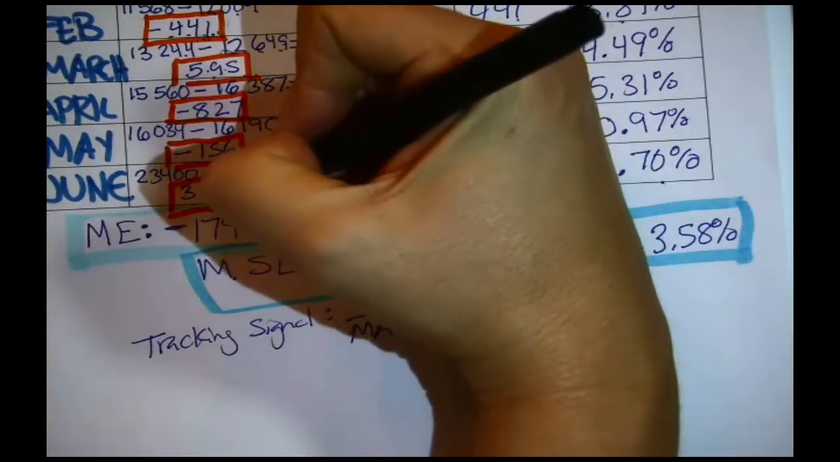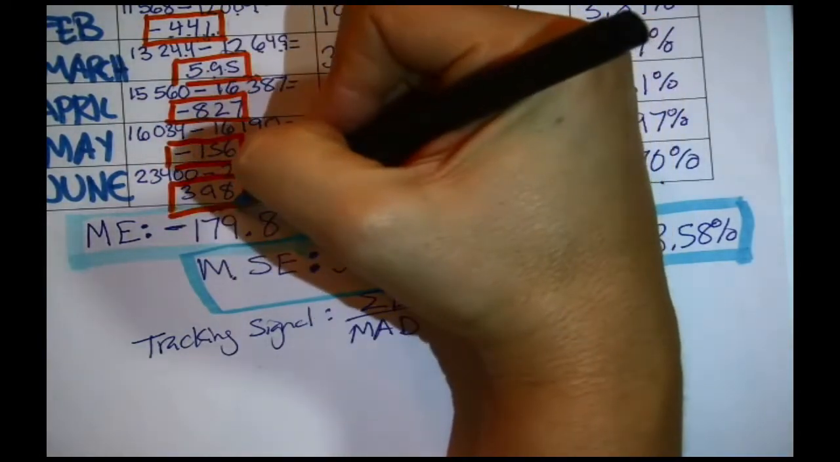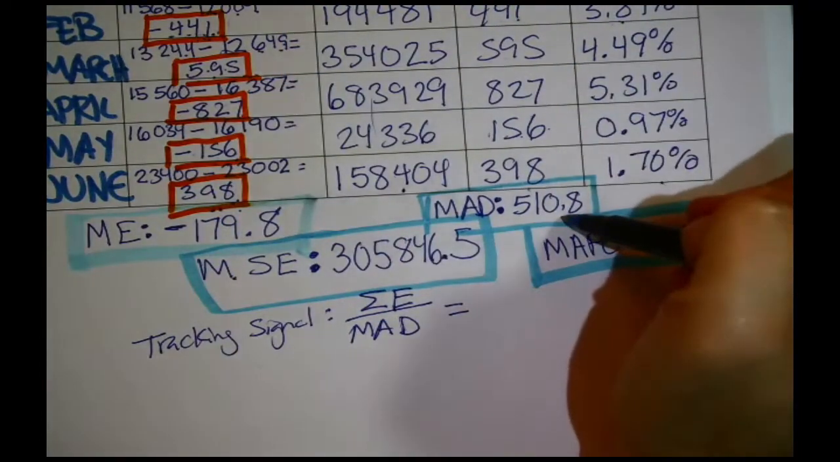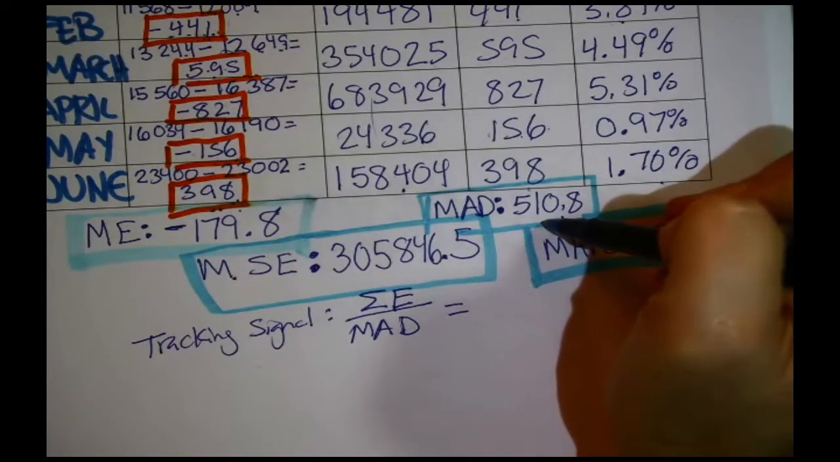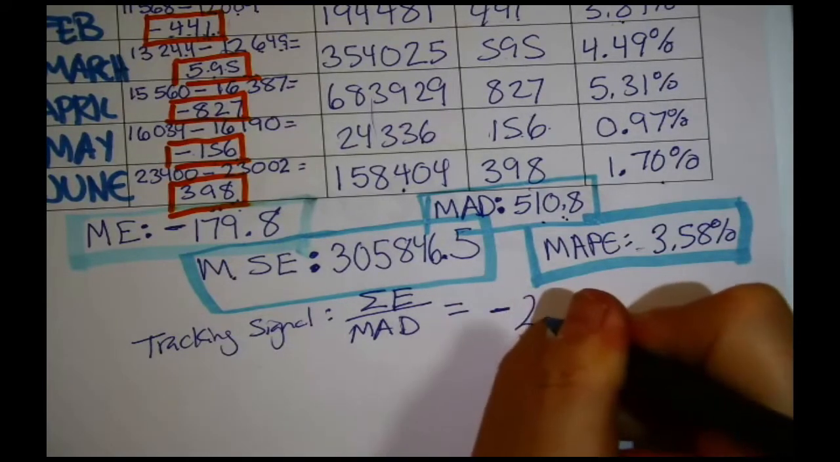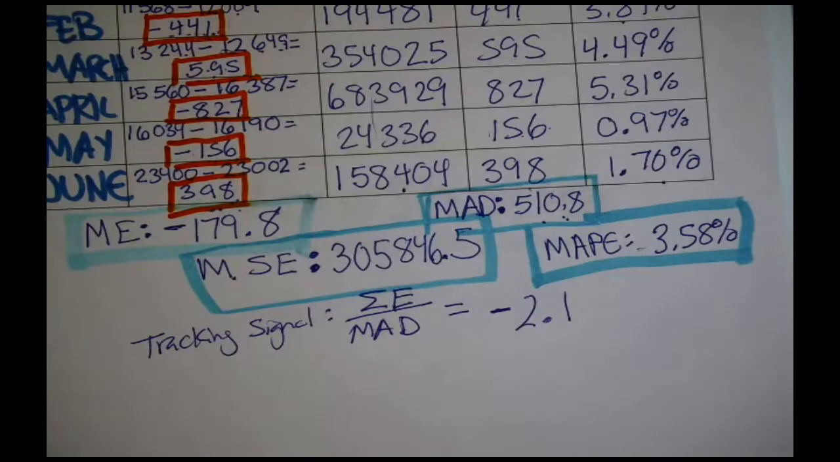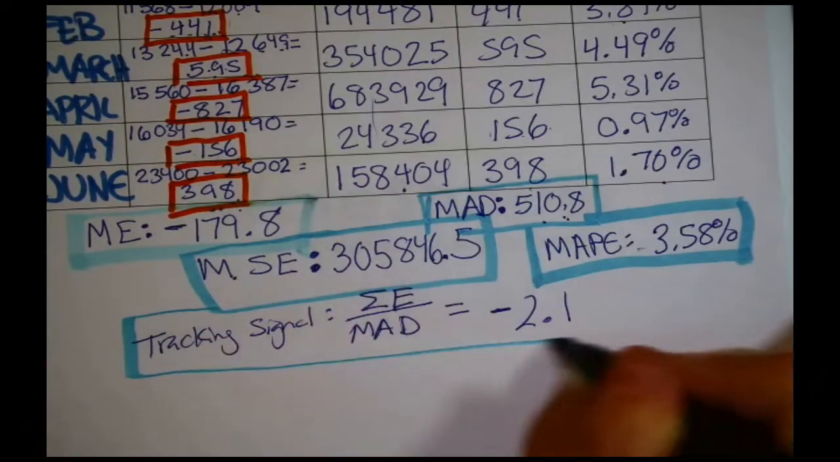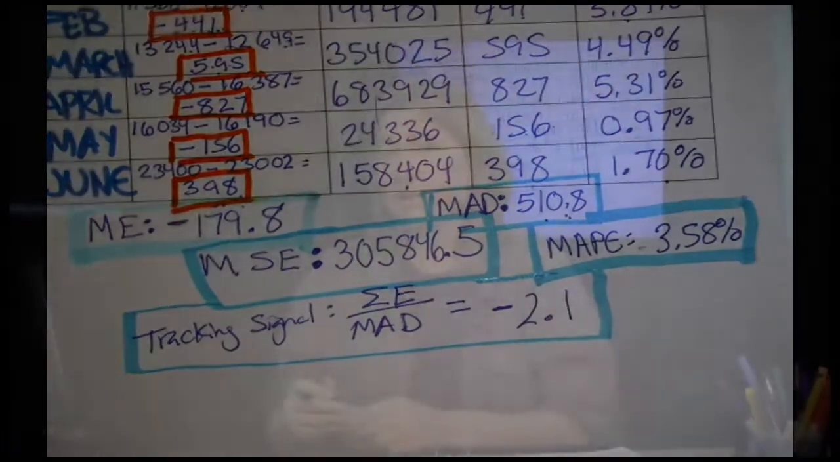Just add them up, add up the errors. Divide by the MAD, which we have calculated, divide by 510.8, and that's where I get a negative 2.1 as the tracking signal associated with the math model over these 6 months. Is that good or bad? Don't yet have anything to compare it to. Is this the answer? No, actually, we're not to the answer yet.